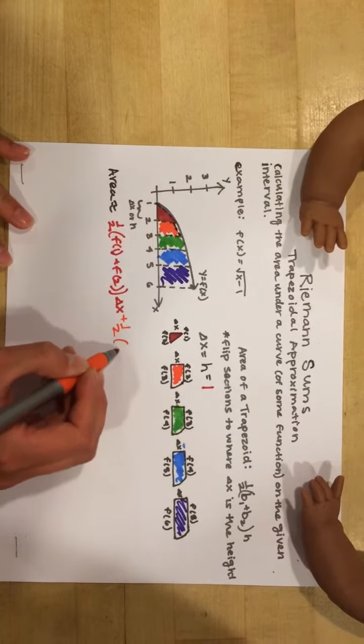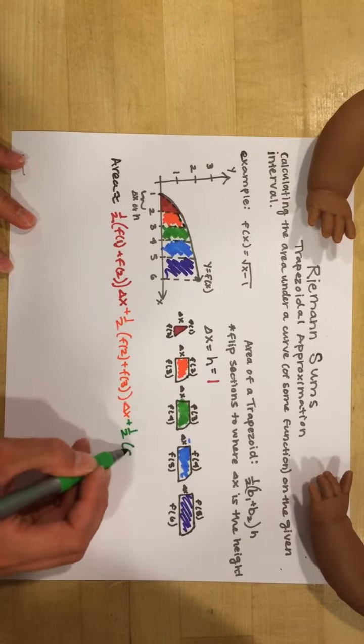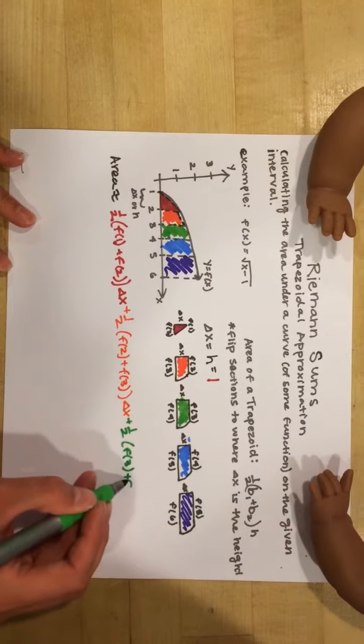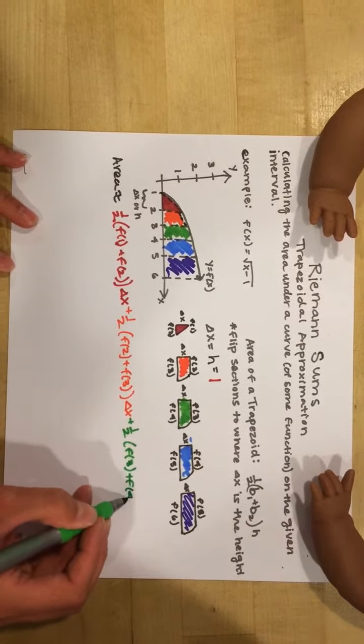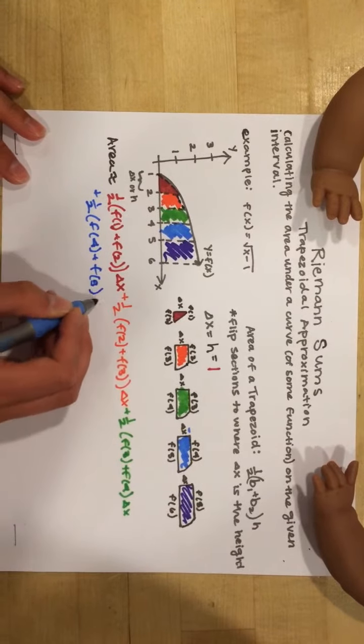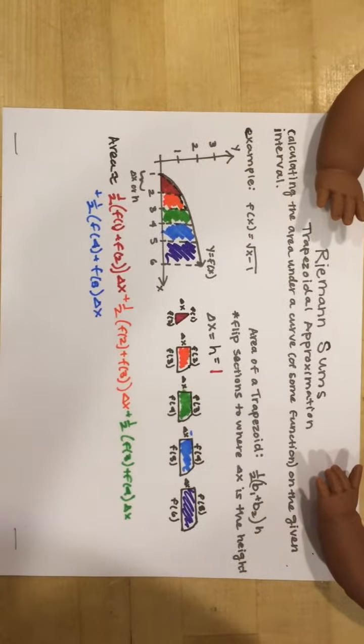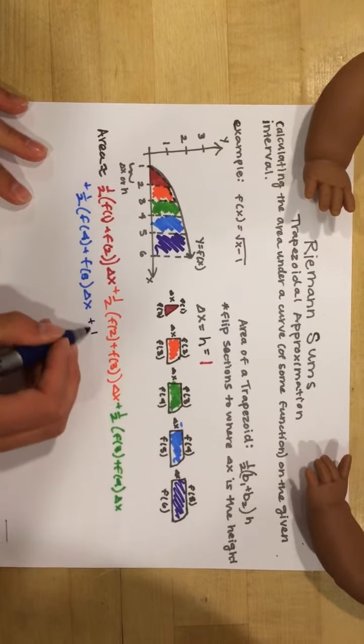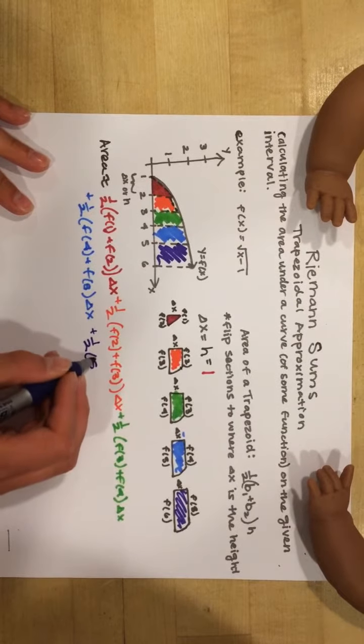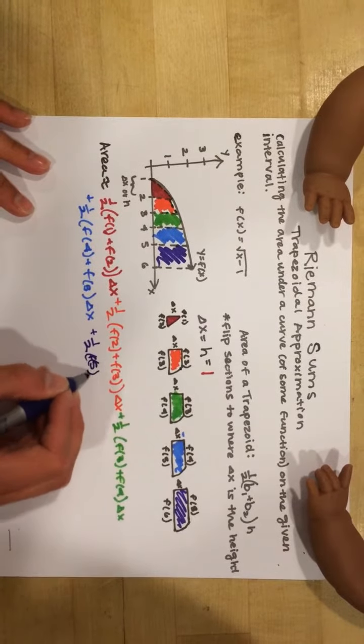plus 1/2 f of 3 plus f of 4 times change in x, plus 1/2 f of 4 plus f of 5 times change in x, and then the last one, plus 1/2 f of 5 plus f of 6 times change in x. And you're going to use the initial equation and plug these x numbers back in.